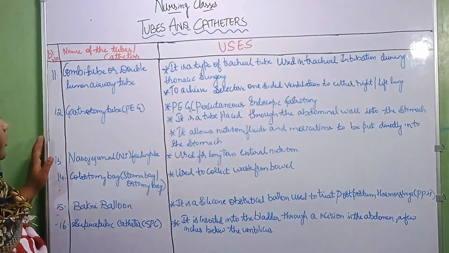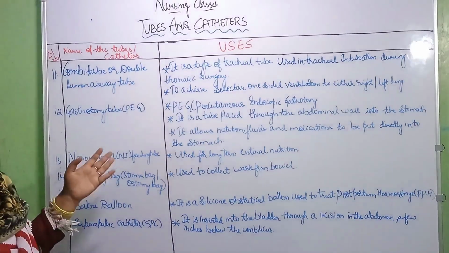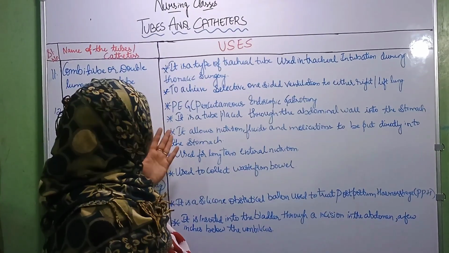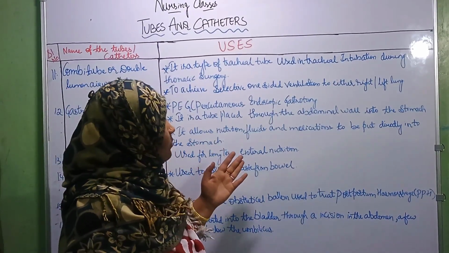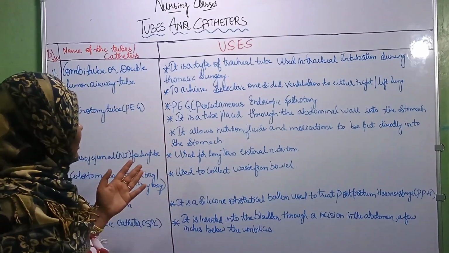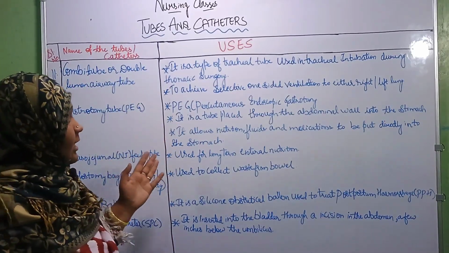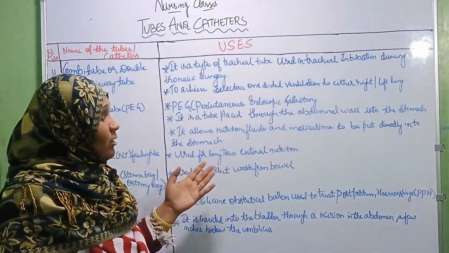So next is the combi tube or double lumen airway tube. The use of it is as a type of tracheal tube used in tracheal intubation during thoracic surgery, or to achieve selective one-sided ventilation to either right or left lung.